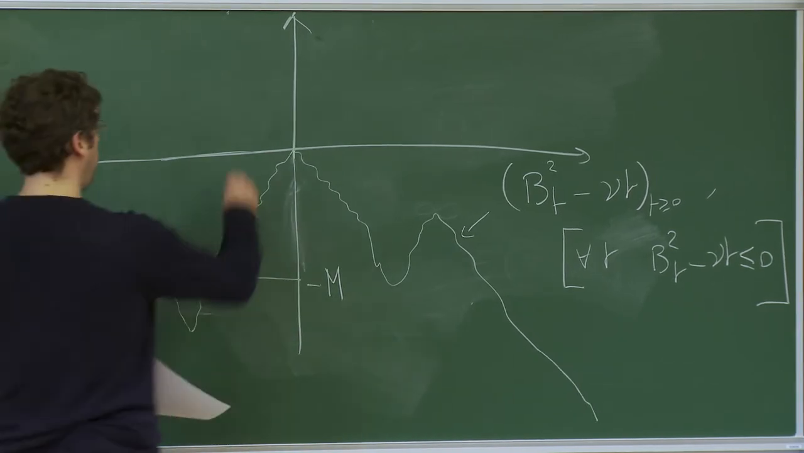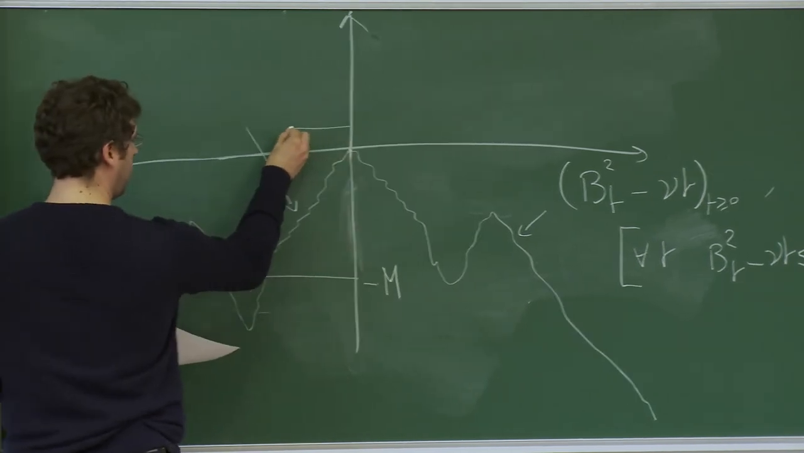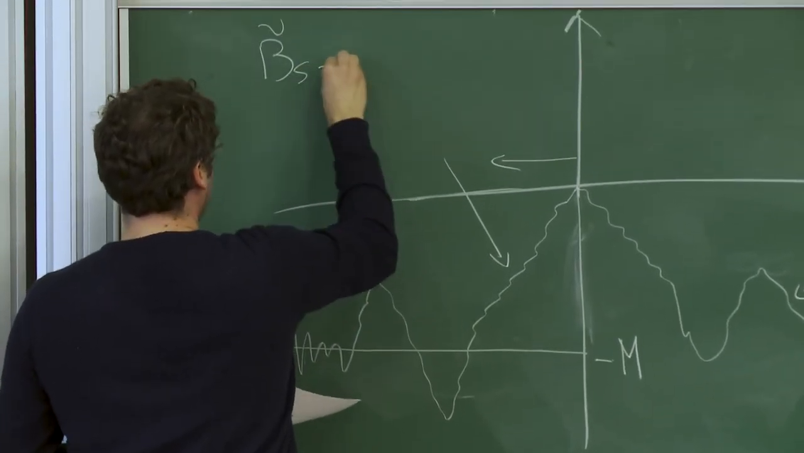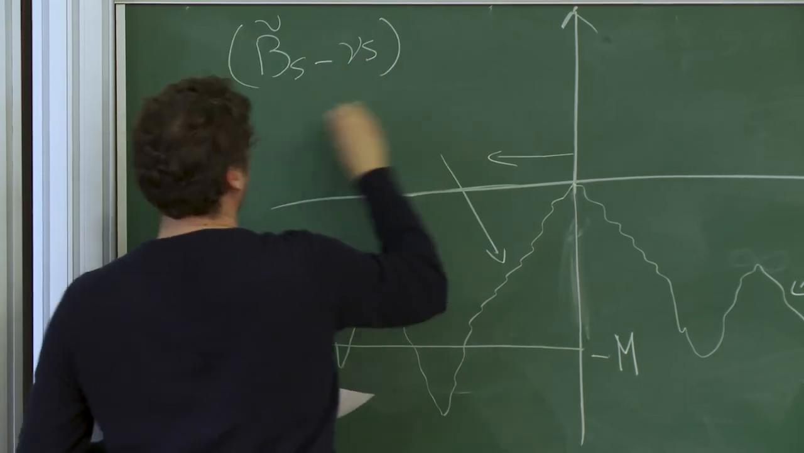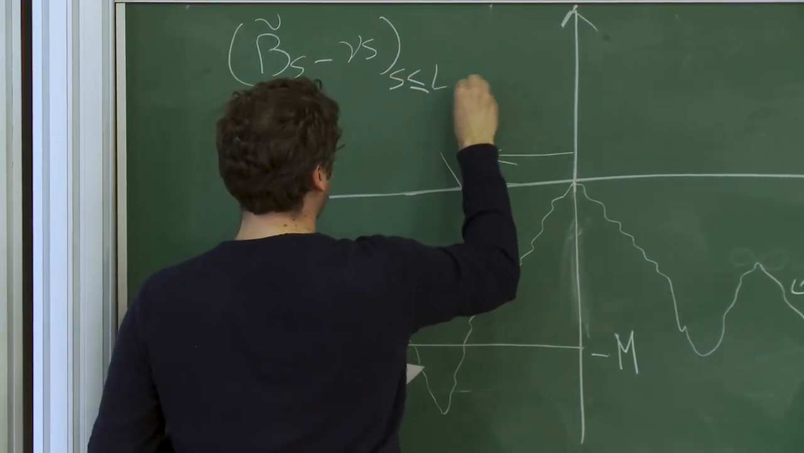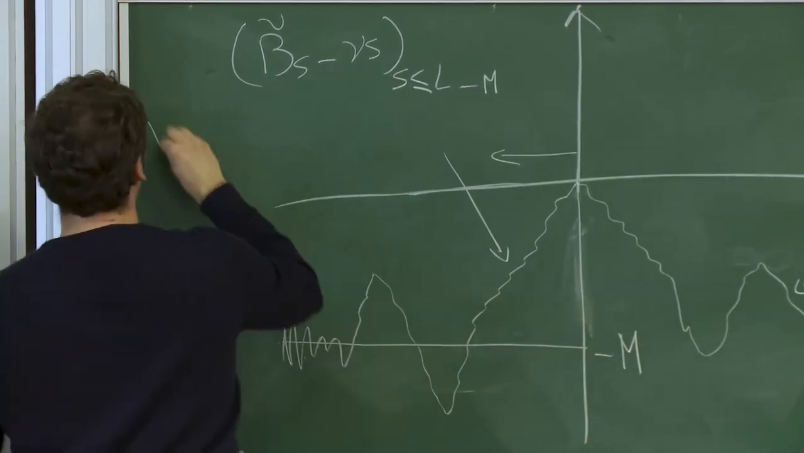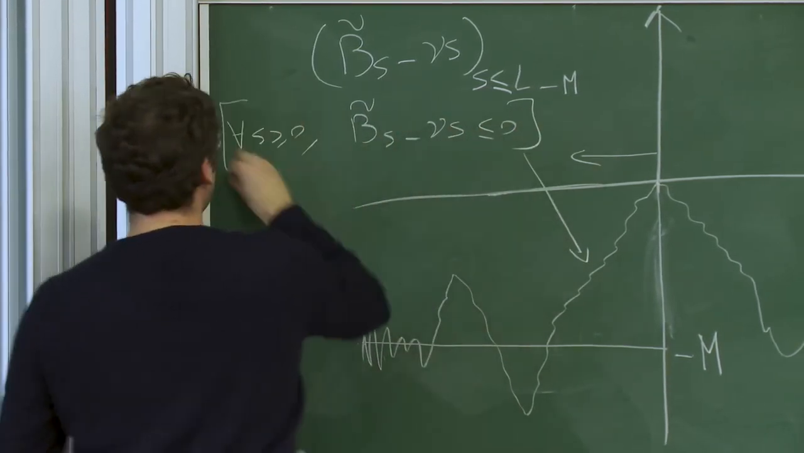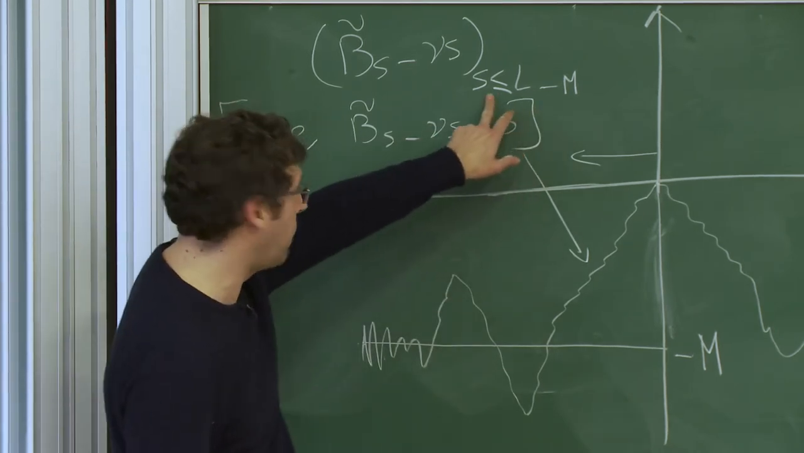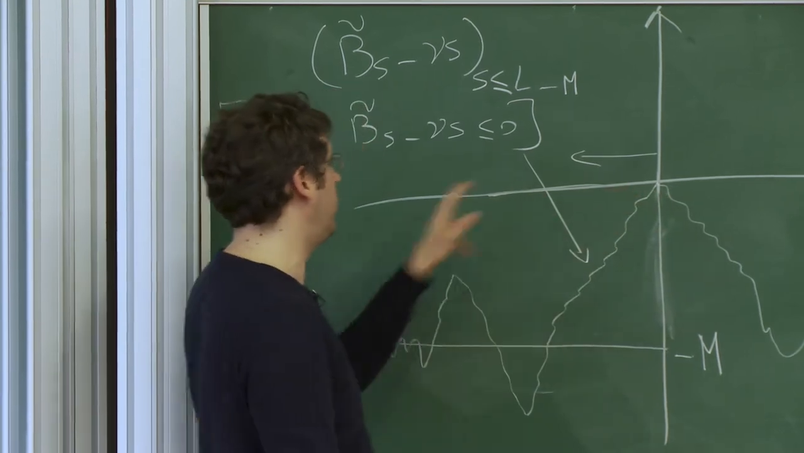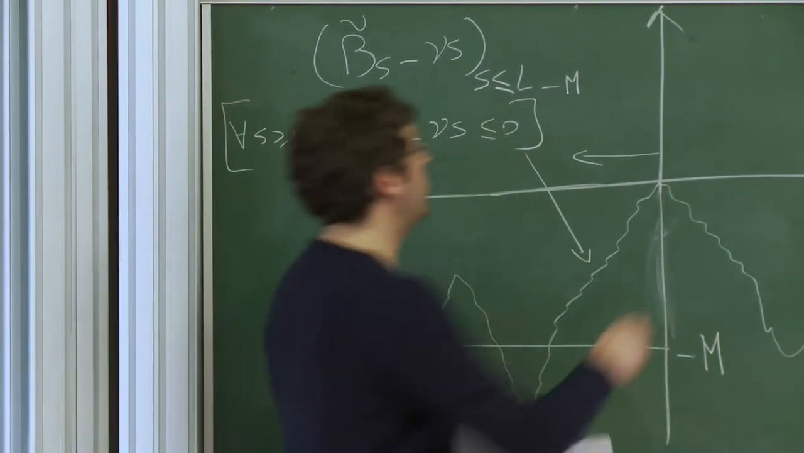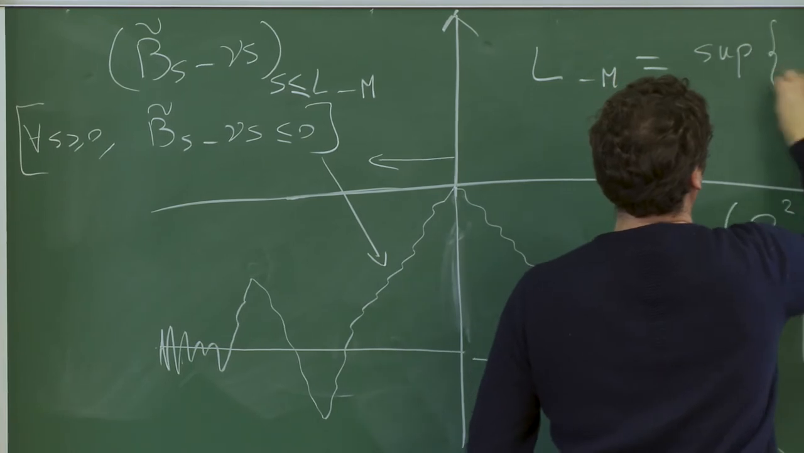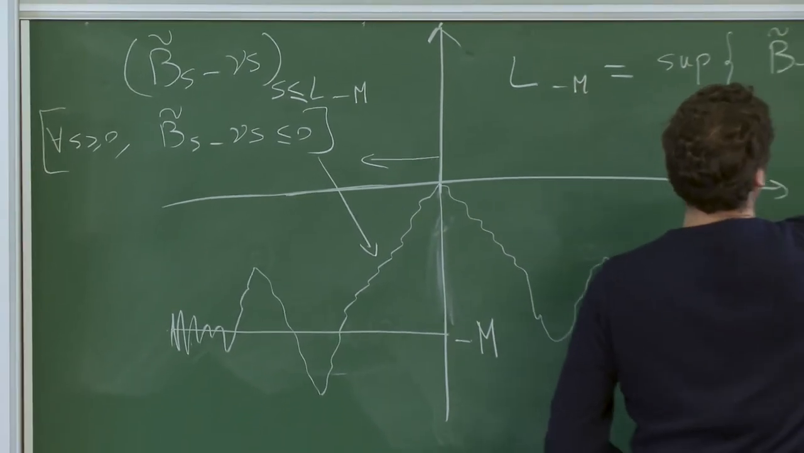And on the other side, if I look at things backward like this, I get the same thing, a drifted Brownian motion conditioned to be negative. So for all s positive, I'm negative. I get the same thing, except that I'm not looking at the full trajectory, I'm looking at the trajectory between 0 and L minus m, and L minus m, well, you see, it's the last time that my drifted Brownian motion hits minus m.